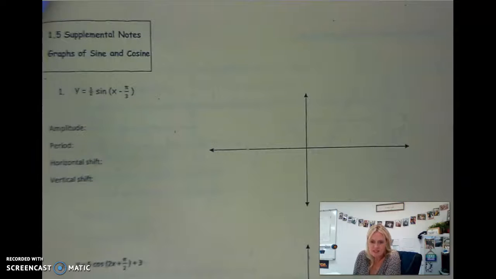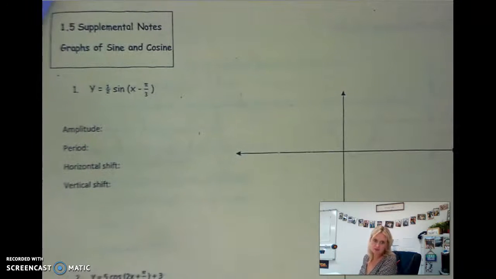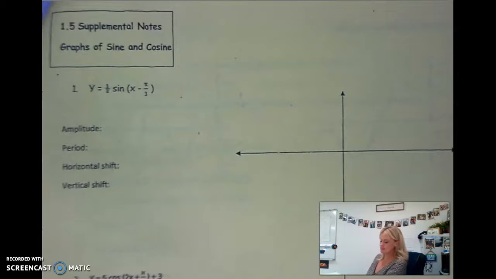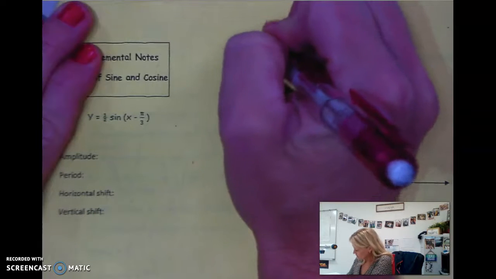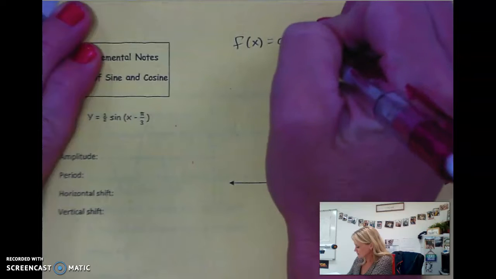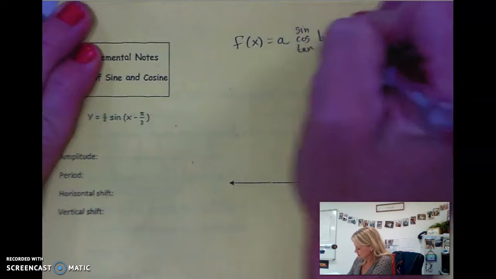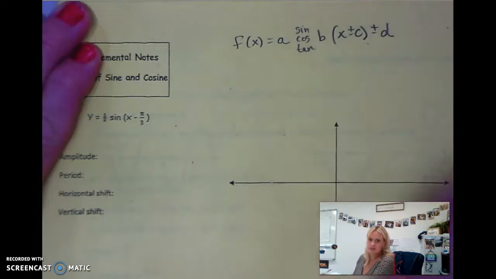Okay, so today I just want to do a review with you on graphing in general. If you can see, I'm working out of the supplemental notes for sine, cosine, and there's some tangent on here also. And again, we're just going to review everything we know. I want to go back to our function. We know we've got an a. This is either sine, cosine, or tangent, and we have a b. We may or may not have a c, and we may or may not have a d.